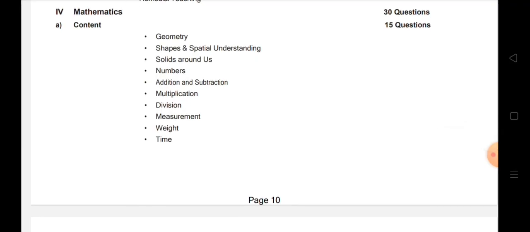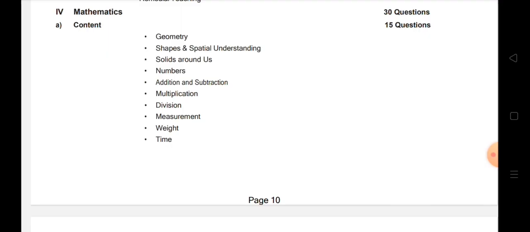So what are the different contents of mathematics in paper 1? Mathematics will come for 30 marks. 15 marks will be mathematical concept, and another 15 marks will be pedagogical concept. So in mathematics, what do you have to practice? You have to practice geometry. You must know circles, rectangles, rhombus, trapezium, square. So all those shapes you have to understand.